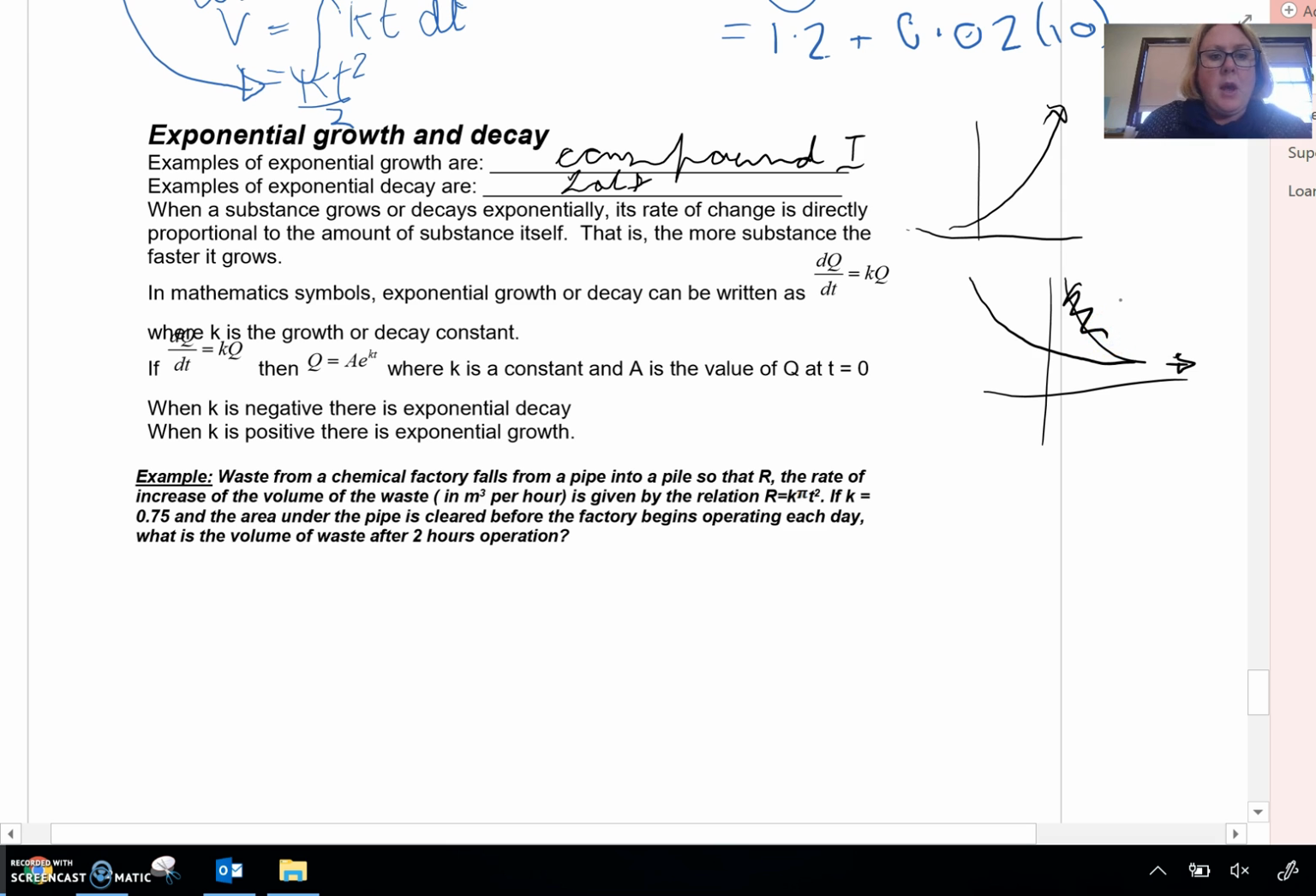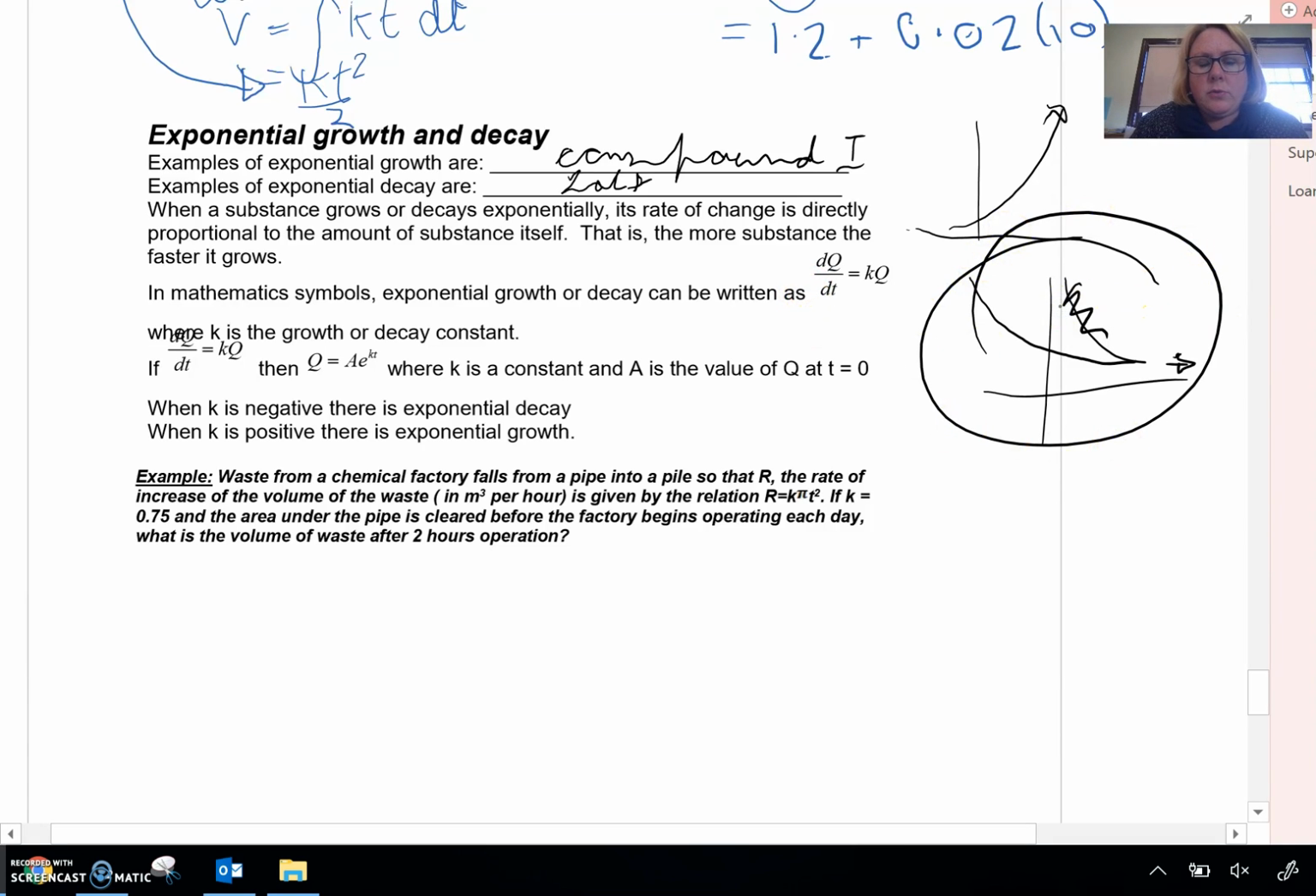Anyway. Alright, when a substance grows or decays exponentially, its rate of change is directly proportional to the amount of the substance itself. That is, the more the substance, the faster it grows. And that's where we get the exponential from.